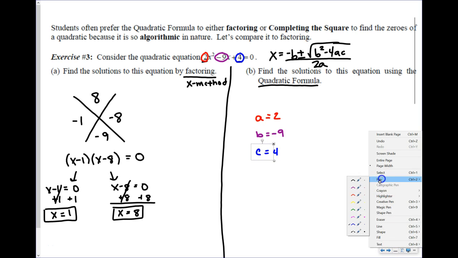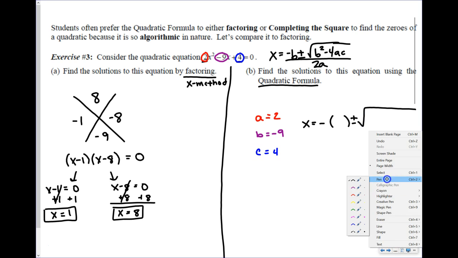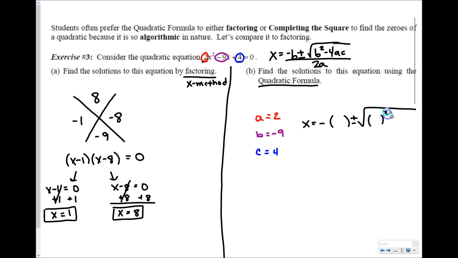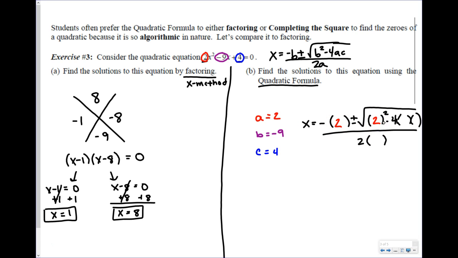Now that I have a, b, and c, I'm going to plug them into my formula. So x equals negative, parentheses, plus or minus the square root, and so on. Notice I'm just making parentheses where I have to plug things in. This helps me know what my formula is versus all the things I need to plug in. Okay, so now I'm going to plug everything in. Wherever I see a b, I'm going to plug in a 2.